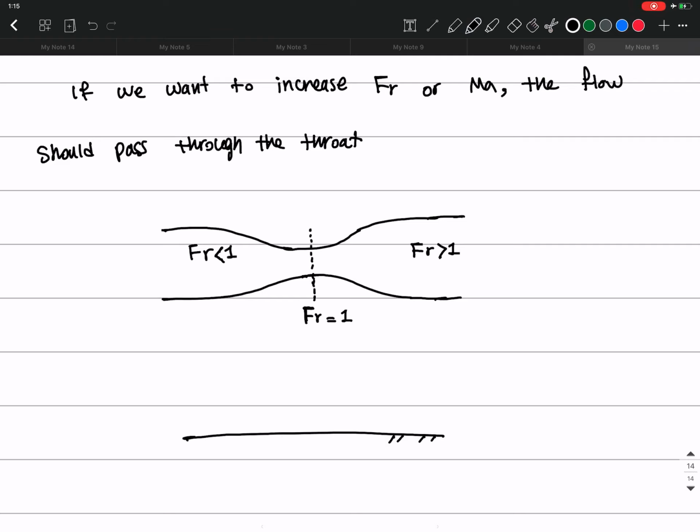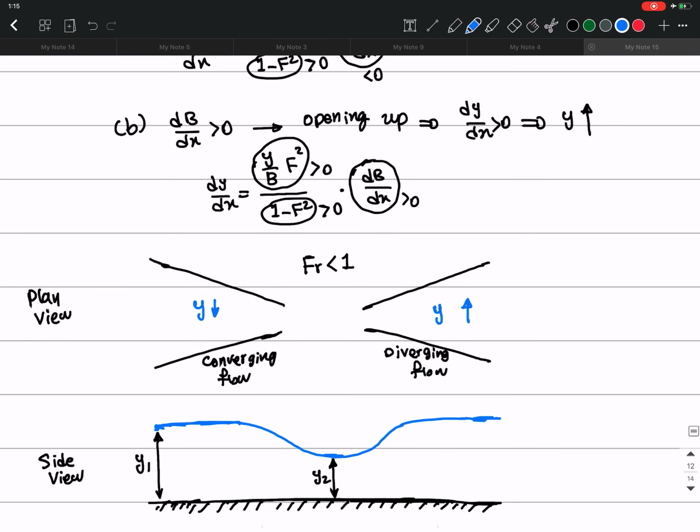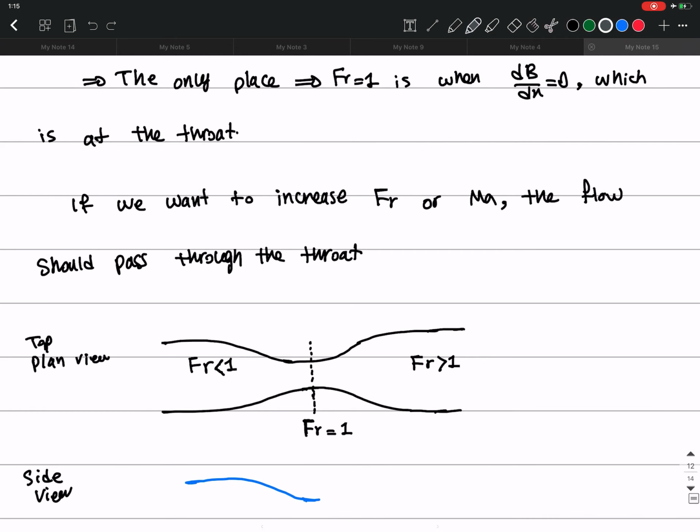So remember, this is the plan view. And if you want to show it from side view, it's going to look something like this. So we have water here, it's a subcritical flow. It's going to decrease because the flow number is smaller than 1, right? The flow number is smaller than 1, and we have a converging flow, so we are in this regime. So the water profile should decrease.